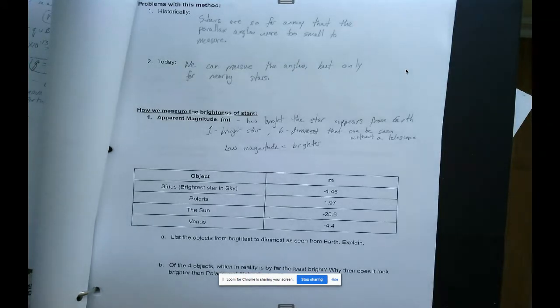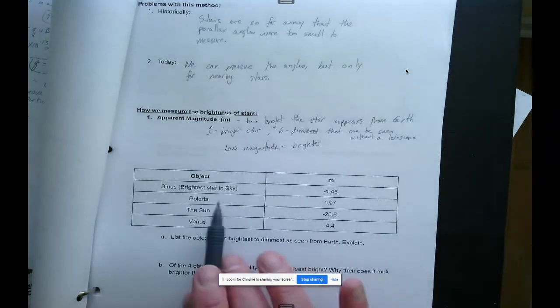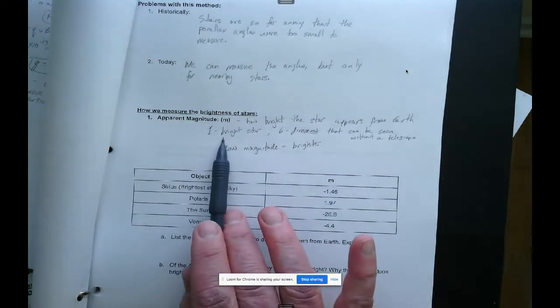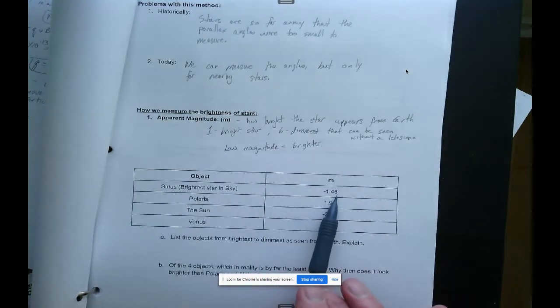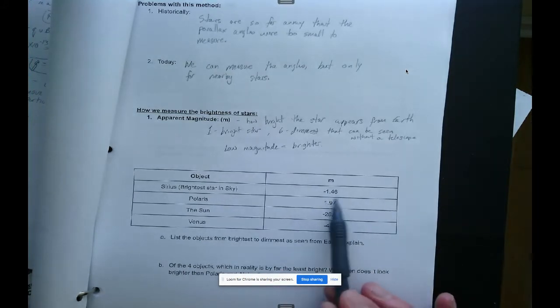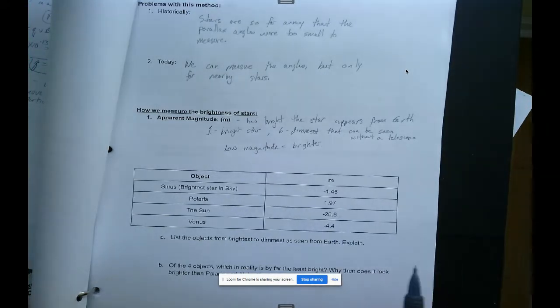So here are some objects that we can see in the sky. Sirius is a star, negative 1.46. So if 1 is bright and lower is brighter, this is really bright. Okay, it's the brightest star in the sky. Okay, Polaris is pretty bright, somewhere around 2. Okay, the sun from Earth is really, really bright, right? Negative 26. All right, that's very, very low. Okay, and then Venus minus 4.4.